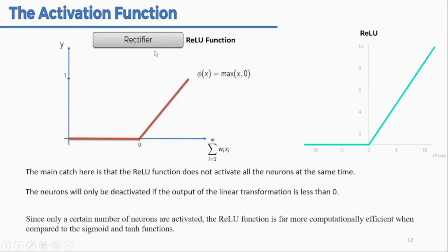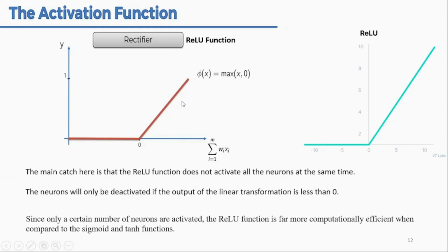Similarly, this is another very important function, the ReLU function. It is also called the rectifier function. What is the ReLU function? The main catch here is that the ReLU function does not activate all the neurons at the same time. A very important point to be noted is that compared to the tanh or sigmoid function, or even the binary functions, in both sigmoid and tanh all the neurons are checked, meaning every neuron should be checked to activate or not.